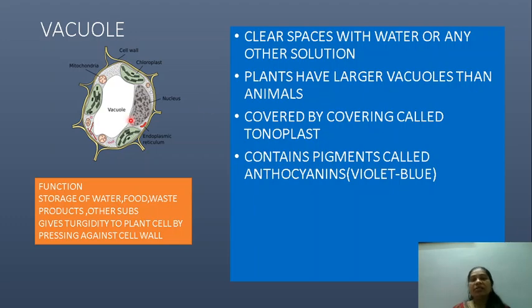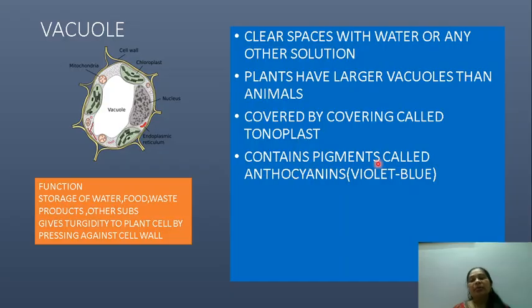Now what does this contain? It contains water or any other solution. Okay, any other liquid thing. It will not have any solid. It will have a liquid or it can be semi-solid, semi-liquid, covered by a covering known as tonoplast. Okay, now it has got an outer covering, and what is this covering called? It is called tonoplast.